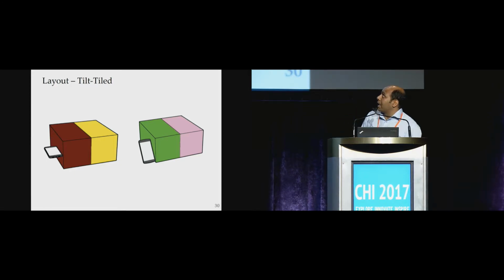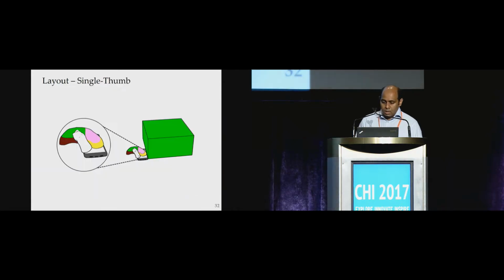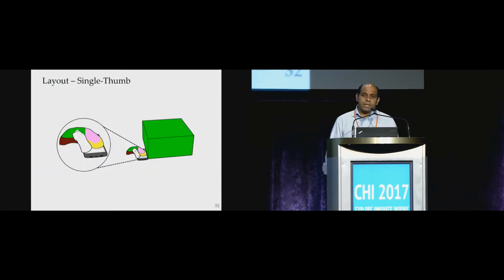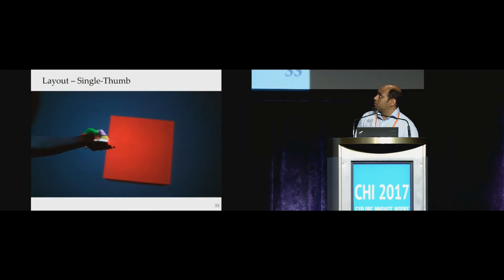We next explored the tilt tile layout, where panes are grouped in pairs side by side, and tilt is used to switch between the pairs. And here is the video for that layout. We also divided the thumb reachable space into approximately 4 equal-sized regions. Here a user can simply move the thumb to a different location to access the corresponding pane.